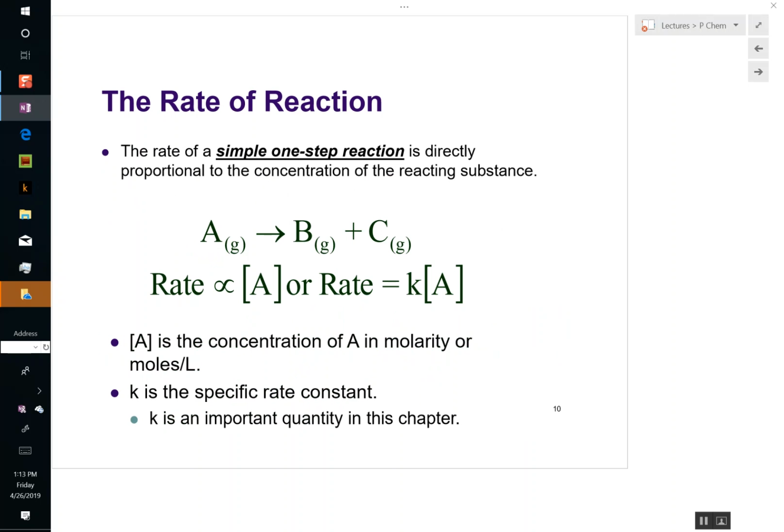Okay, so the rate of a simple one-step reaction is directly proportional to the concentration of the reacting substance. So if we have A going to B plus C, the rate is going to be proportional to the concentration of A to begin with. So this is moles per liter. K is the specific rate constant. And this is important. This is what we'll be looking at a lot in this chapter. This is K. What is this rate constant?